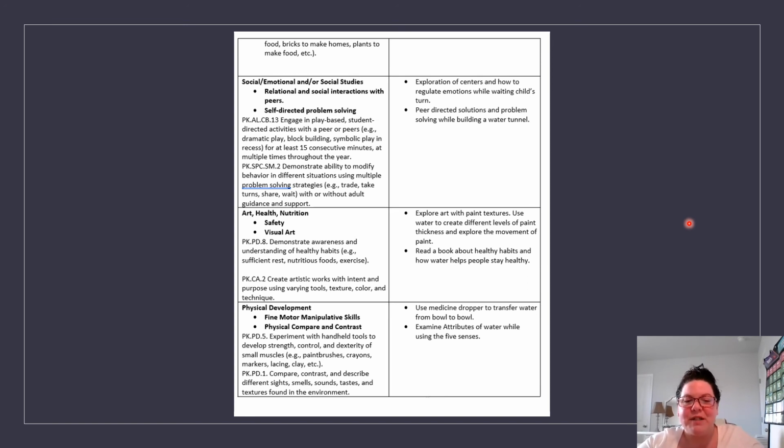And then with physical development, we would be working on their fine motor and manipulative skills that they really need at these ages. And we would do physical compare and contrast. So we would use a medicine dropper or a syringe somehow to transfer water from bowl to bowl. And that would help with their grasping. And we also would examine attributes of the water while using our five senses. So that would both include our physical development.